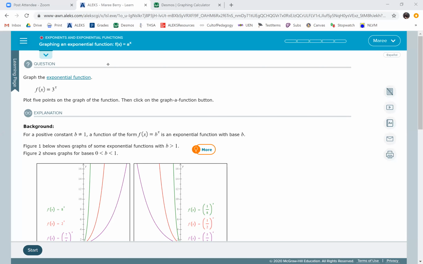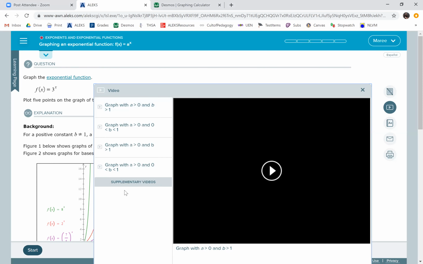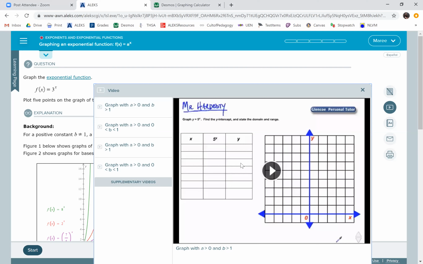So check this out. On a lot of these topics, they have videos here that you can watch. This looks like there's 4 of them. So that's super cool. It talks about when you push play, it'll talk about how to find, fill out the table of values, that sort of thing. You can also change the speed. So once you push play.